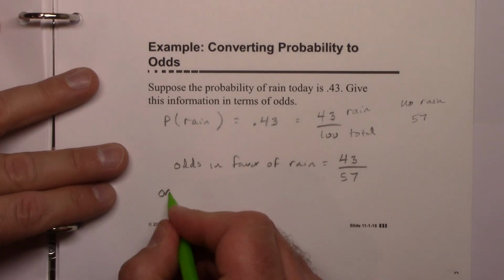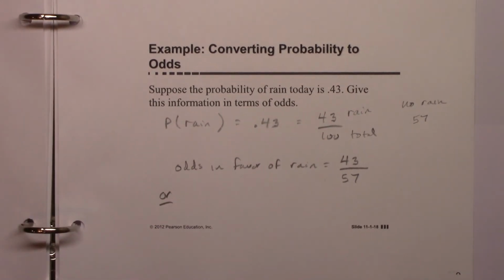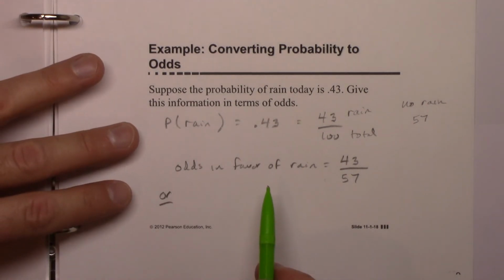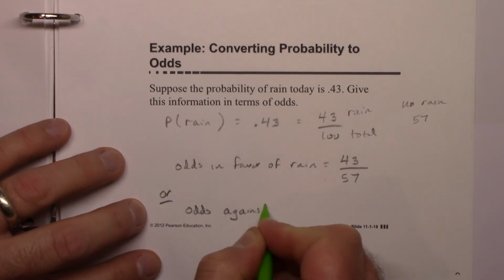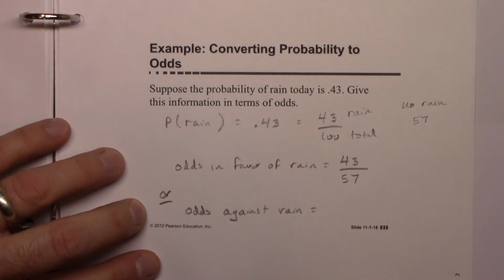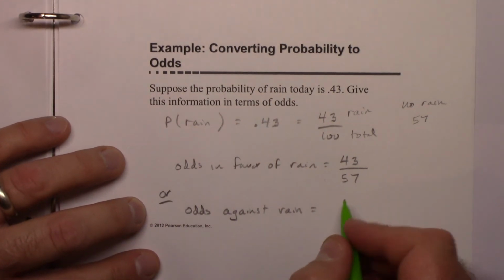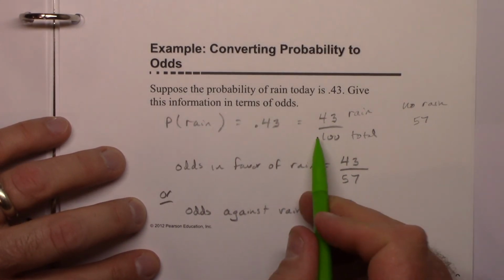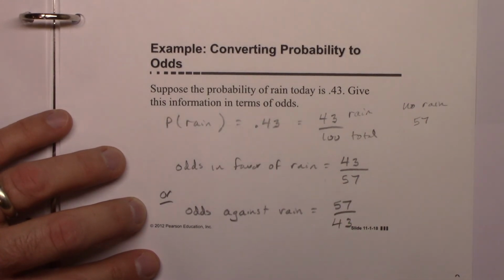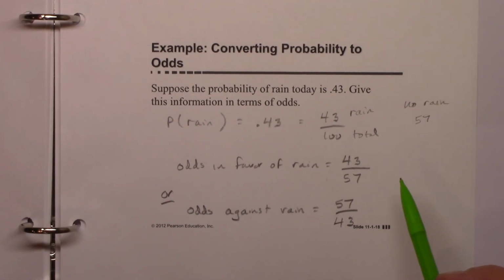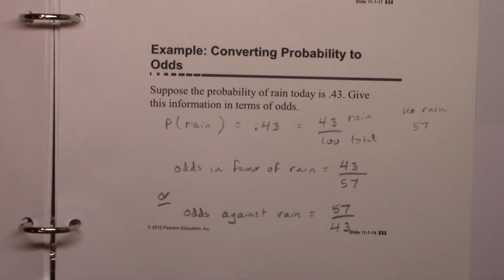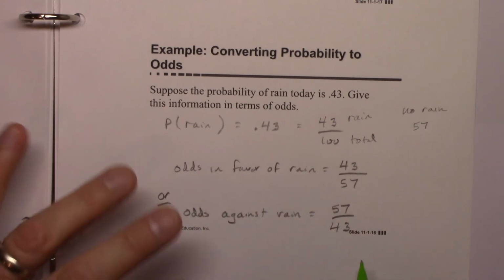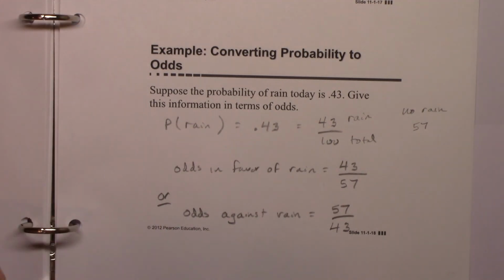Now, the other way, because they don't really specify how they want it, they just say write it in terms of odds. So there's the odds in favor of rain. Here are your odds against rain. Just take the no rain outcomes, which in this case is 57, and divide it by the number of rain outcomes, which in this case is 43. My point is, when you're talking about odds, you can really express it one way or the other. You would just have to be looking and seeing what they want us to write in the problem. Here they didn't specify, so I showed you both.